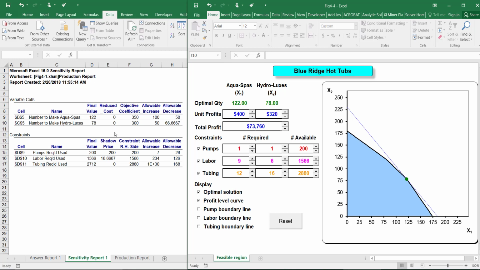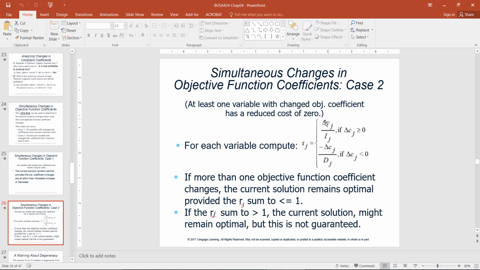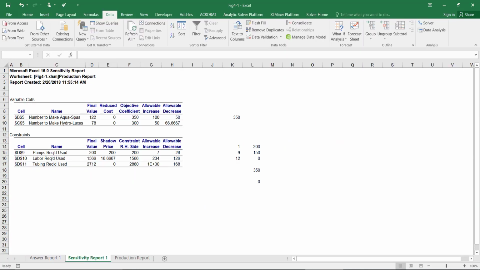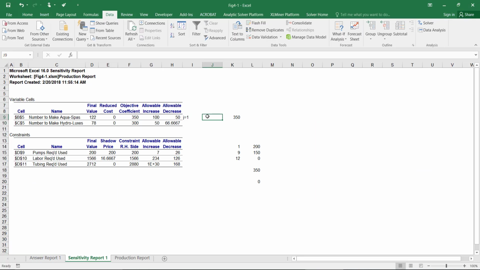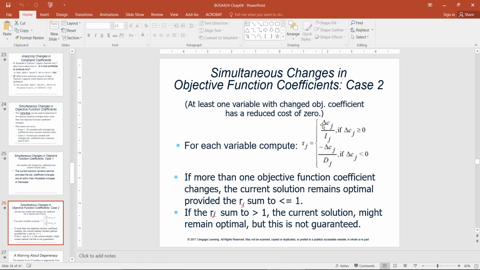But whenever I have a non-zero reduced cost, the situation is a little different. In that case, we have to compute this equation. Here, ij represents the value that I'm allowed to increase, like the one that we had here. This is 100 for this parameter. So if this is j equal to 1, then I1 is going to be 100. And then we have another terminology, dj, which is the maximum that I can decrease. So d1, associated with x1, is 50, and for the second one it is 666.67.